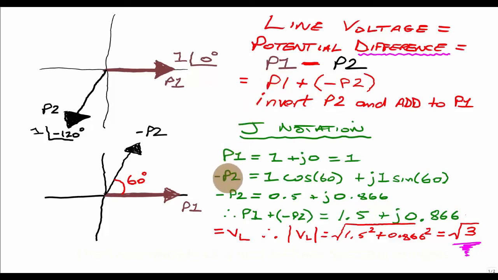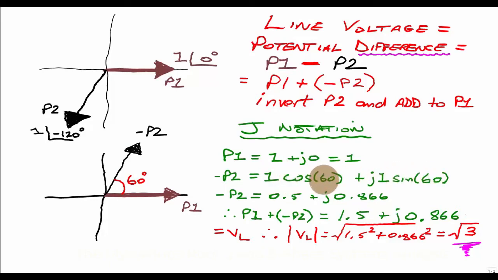So minus p2 is over here, and what is the real component? Well, you use a little bit of trigonometry. The real component is 1 times the cos of 60, and the vertical component, or the j component if you like, is going to be 1 sine 60. So we need to work out what these things are.